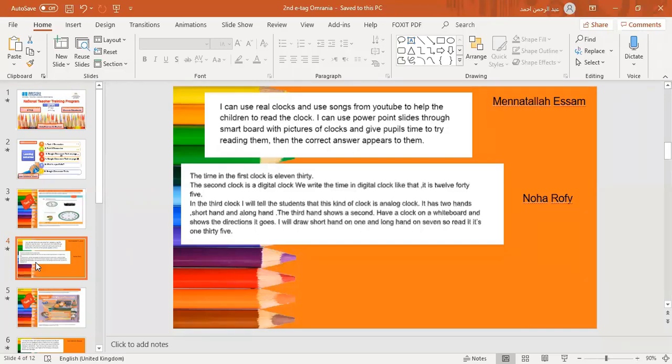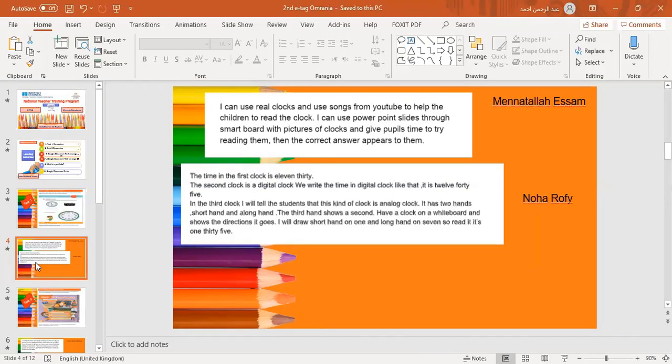As for Miss Noah, she said in the third clock, she differentiated between digital clocks and analog clocks. And she said, I will tell the students that this kind of clock is an analog clock and this kind is a digital clock. These are new words to give them and a new meaning. She could use some realia to show them the difference between the two clocks.